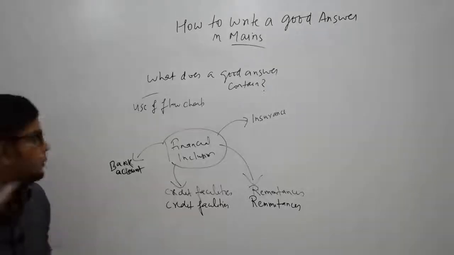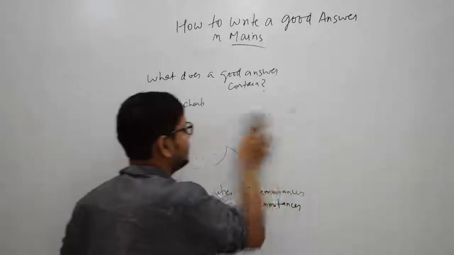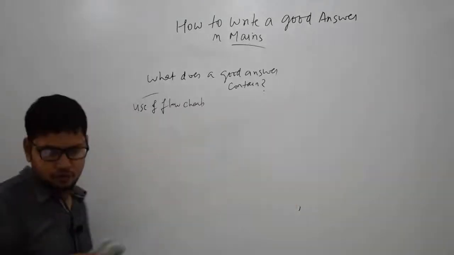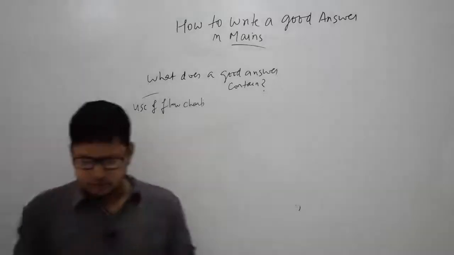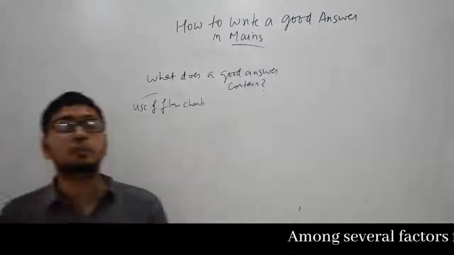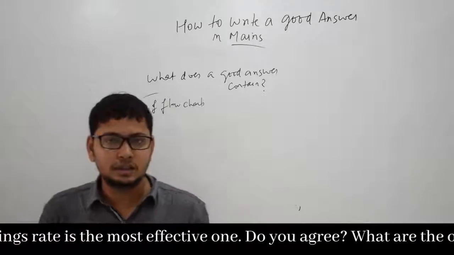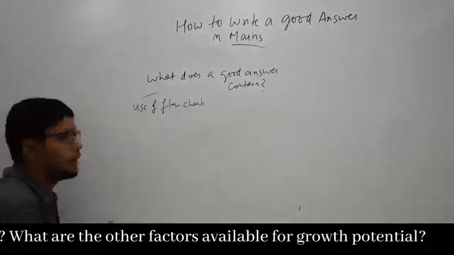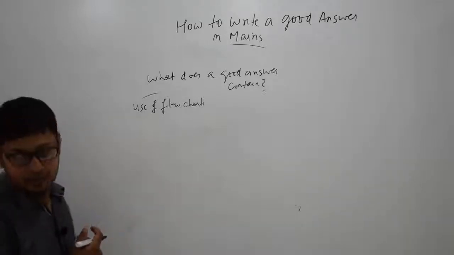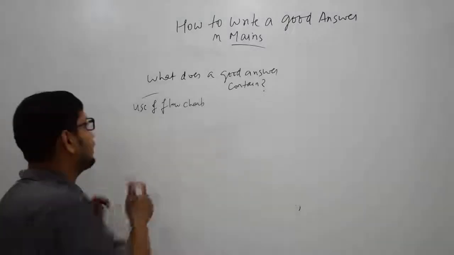One more diagram through which we can explain a concept, which can be used as an example. There was a question asked last year in GS paper 3, which was something like this: among several factors for India's potential growth, saving rate is the most effective one. Do you agree? What are the other factors available? So in this, you can explain. One method is that you explain it by writing a paragraph on how saving rate is the most important factor for India's growth potential. Second way is that you can explain it through a diagram.